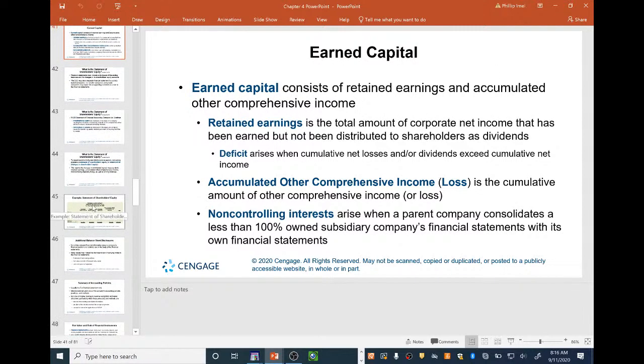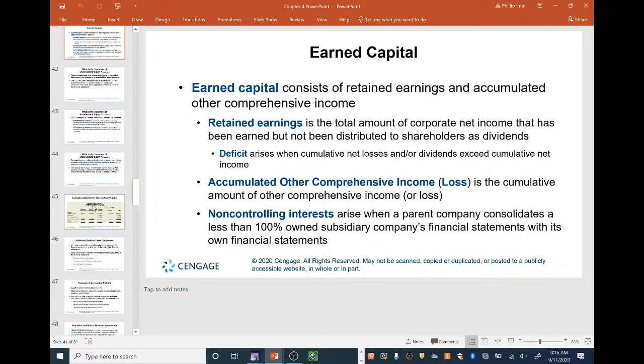Next, the earned capital consists of retained earnings and AOCI. Remember, AOCI is accumulated other comprehensive income. Retained earnings is just the total amount of corporate net income that's been earned but has not been distributed to shareholders as dividends, right? So we know that the only thing that's going to affect the retained earnings is going to be net income and dividends, right? Either net income is going to increase it, or net operating loss is going to decrease it, or if we declare dividends, then that's going to obviously decrease it because dividends are charged to retained earnings, right?